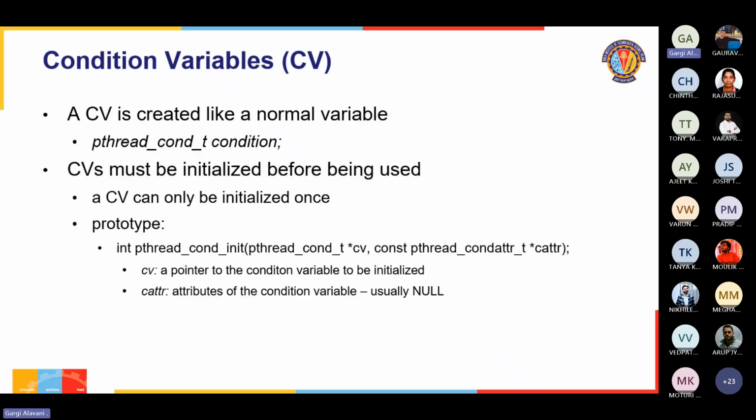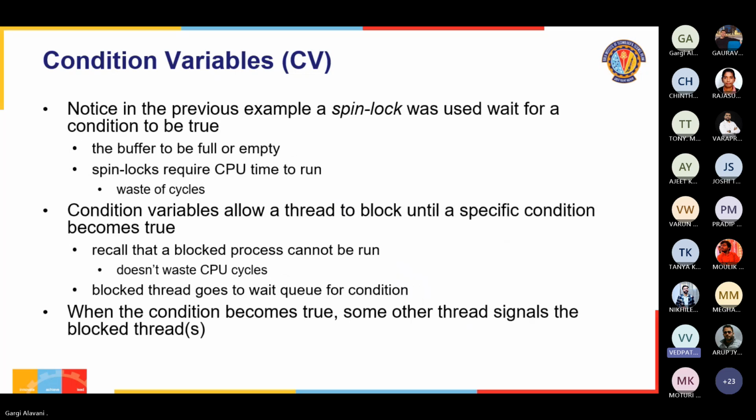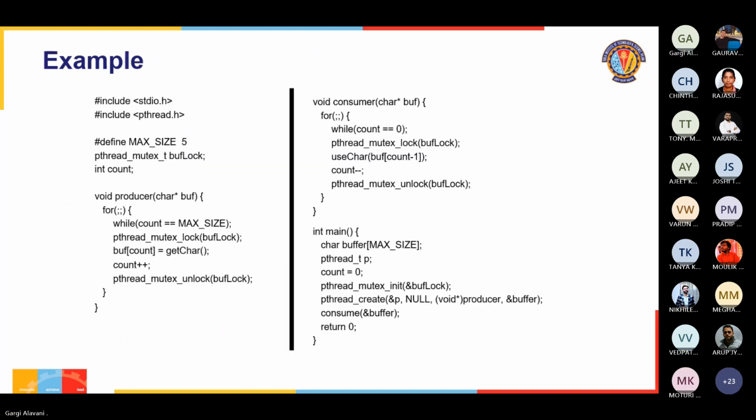Sorry, in the previous slide, there is a mention of spin lock. Where did we talk about spin lock in the previous example? So basically the mutex is a lock, right? But it is a lock, right? Spin lock, I thought it is something different than what we saw.